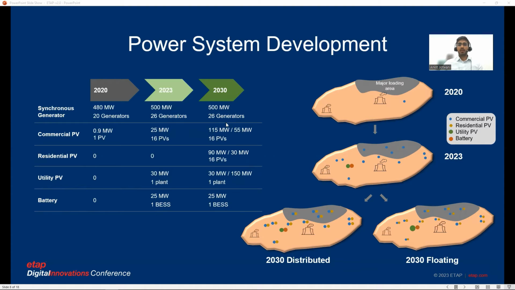In 2030, depending upon the pathway, we see either a high proportion of smaller scale installations, so high residential PV and high commercial PV, while in the other pathway, we see a high proportion of utility PV installations. So you see the utility PV dominates for the 2030 floating case, while the distributed and commercial PVs dominate for the distributed case.